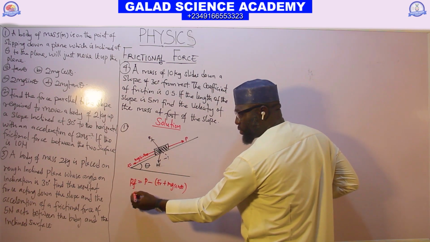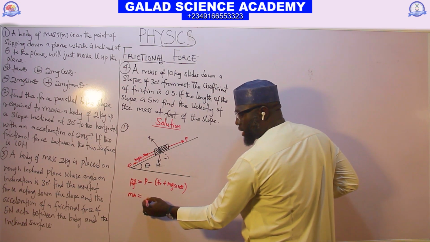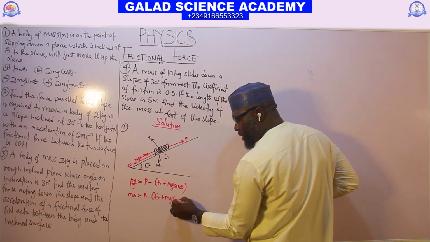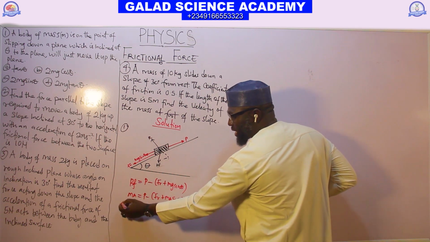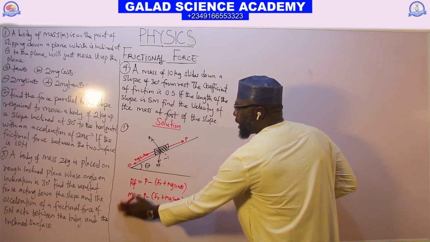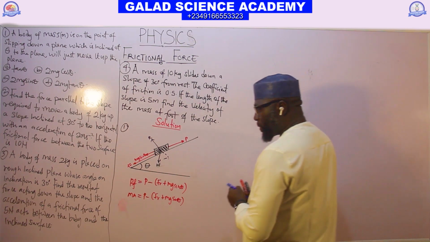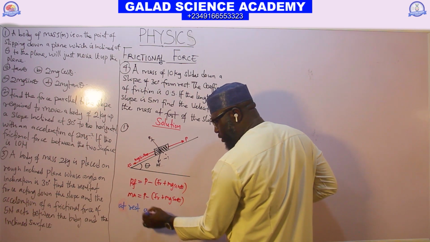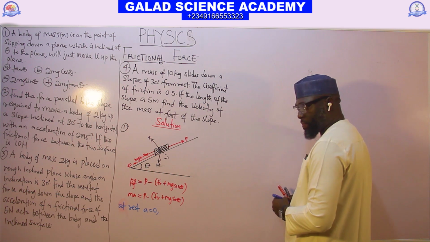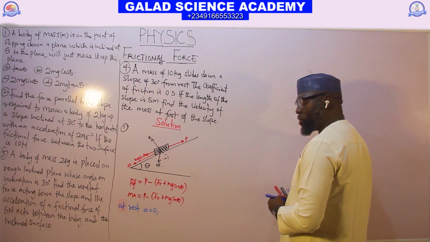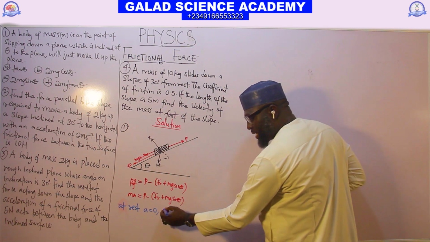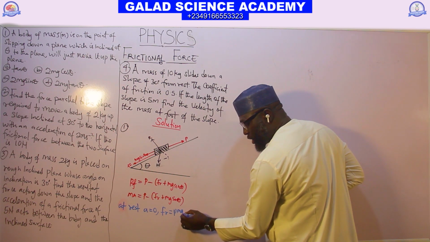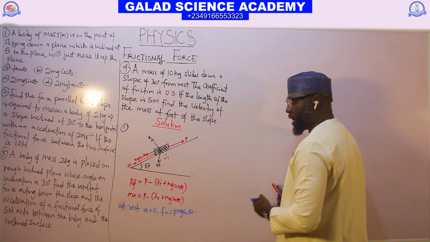For the body at rest, we have Ma equal to P minus Fr plus mg sin theta. The body is at rest, so a equals 0. And here again, my frictional force is also equal to mu mg cos theta. The frictional force, we have done it before: mu mg cos theta.